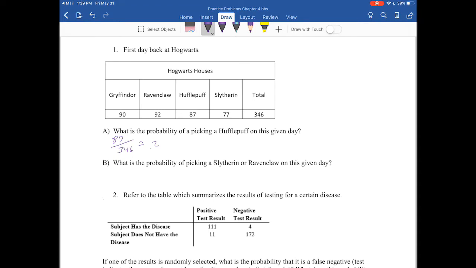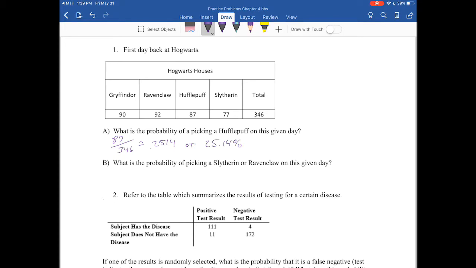So first part is the Hogwarts houses, the probability of picking Hufflepuff, mutually exclusive events. There's 87 Hufflepuff over a total of 346. Gives us our probability of 0.2514, or you can say 25.14% probability of picking Hufflepuff.